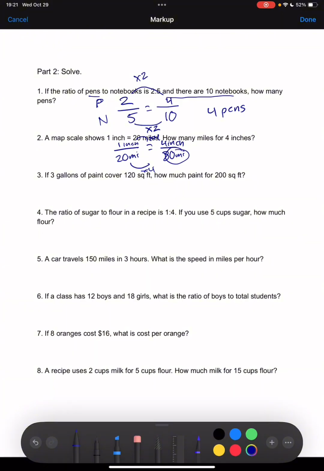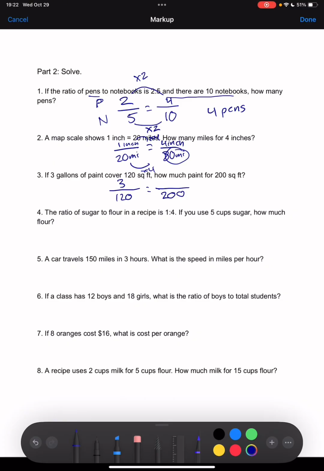Number 3, if 3 gallons of paint covers 120 square feet, how much paint for 200 square feet? We're going to write it into a fraction, 3 over 120 and 200. For this one, we're going to divide. I'm going to do 200 divided by 120 to see what number multiplied by 120 will equal 200. If you put it into a calculator, 200 divided by 120 is 1.66666666, a bunch of sixes, and then there's a 7.